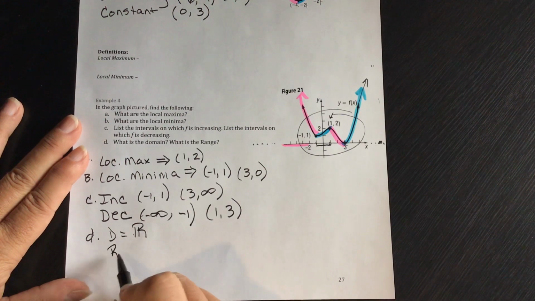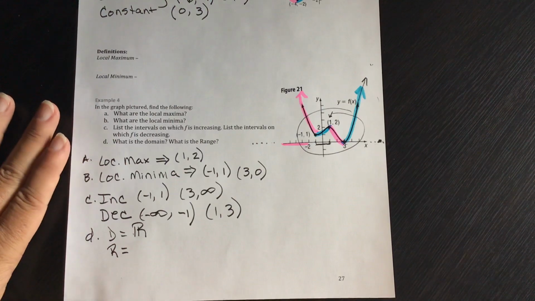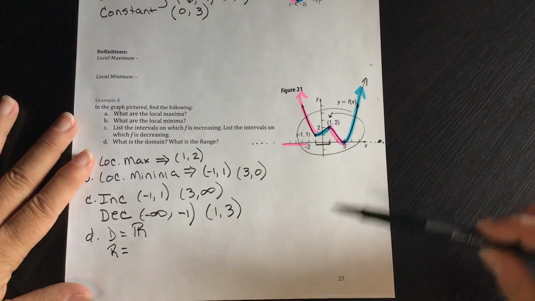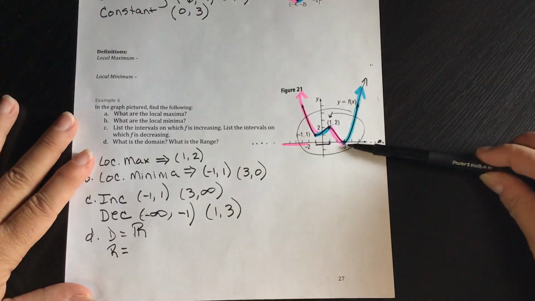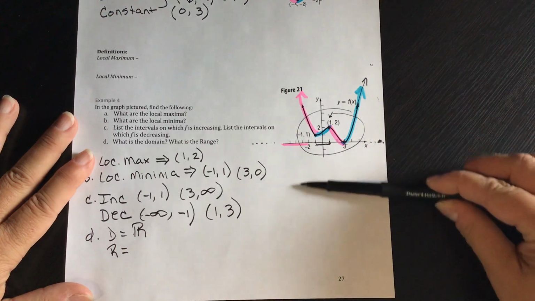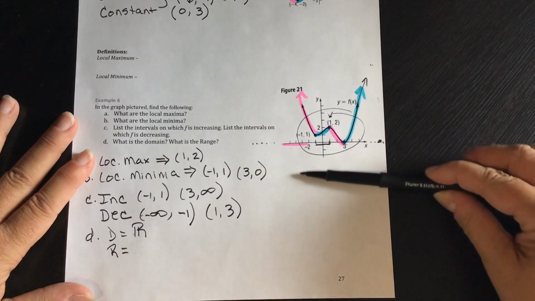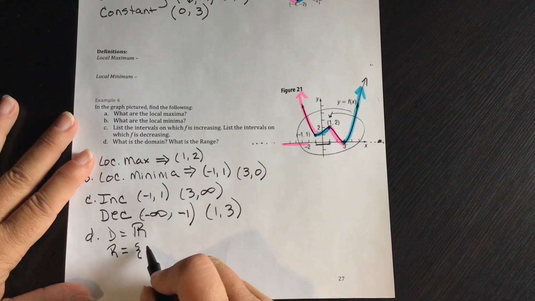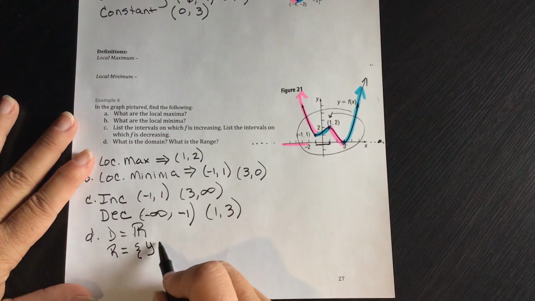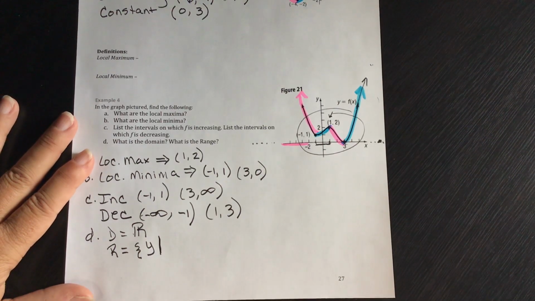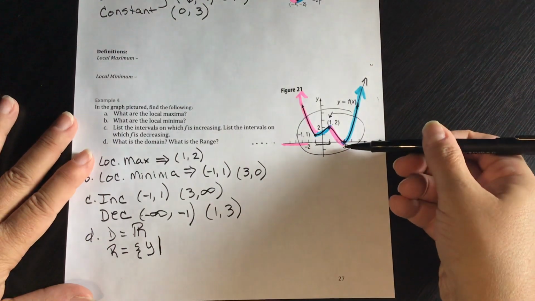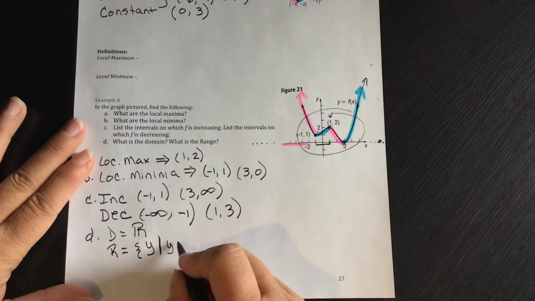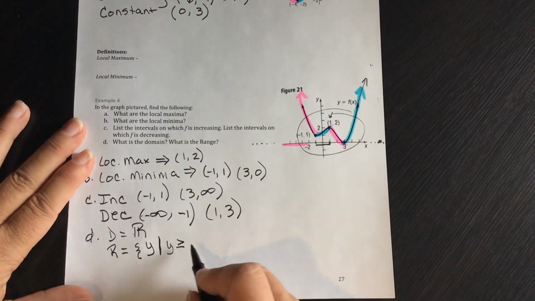My range are all the y values that I have on my function. Now, if I look at my y values, my lowest y value is 0. I don't have any points that are below the x-axis. Okay? So in this case, I have all y values such that my y values have to be greater than or equal to 0. Y has to be greater than, or it can equal 0.